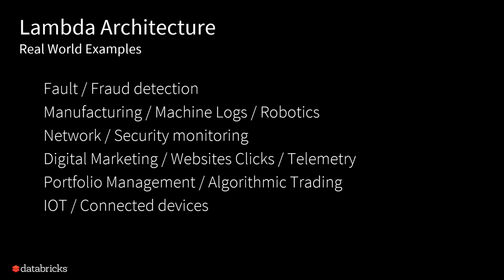Algorithmic trading is used to minimize the risk of errors in execution of large market orders between traders. IoT and connected devices today are constantly sending information and feedback to the manufacturers. Now that we have some idea of Spark and Databricks and now Lambda architecture, how does all this fit together?